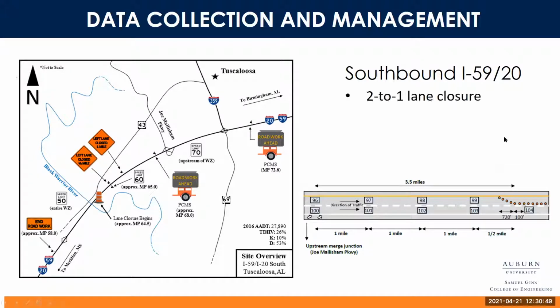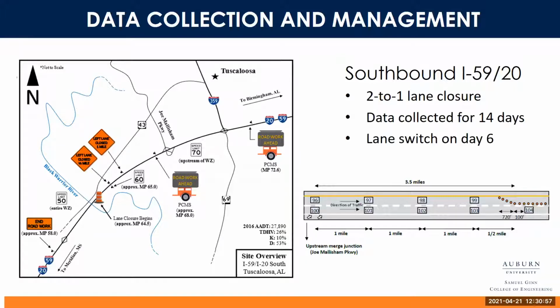So this again was southbound I-59/20, just southwest of Tuscaloosa, Alabama, a 2-lane to 1-lane closure. We collected data for 14 days, and on day 6, the lanes were switched for this pavement repair project. So we were actually able to collect data for both a left lane closure and a right lane closure, and there are some differences between them, as we'll see here in a moment.